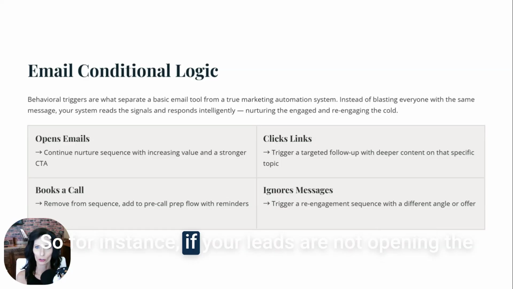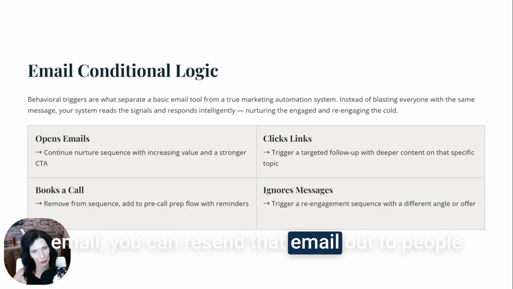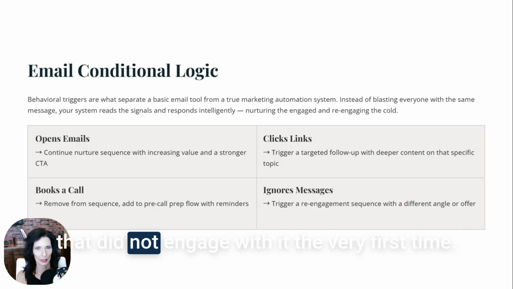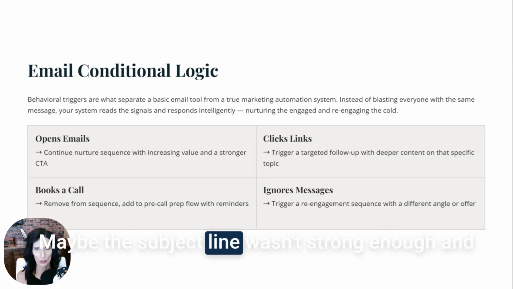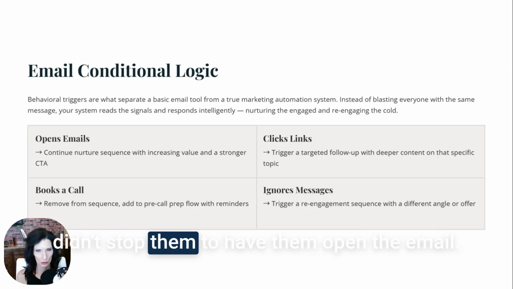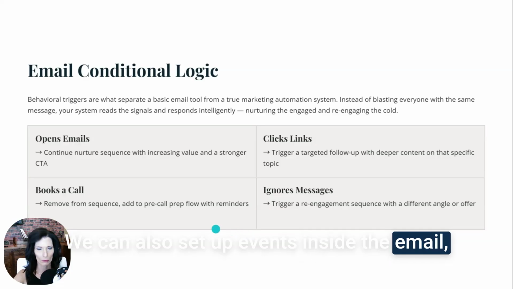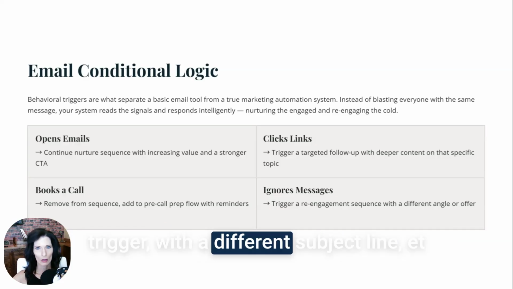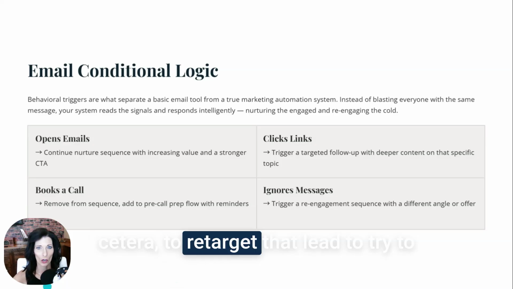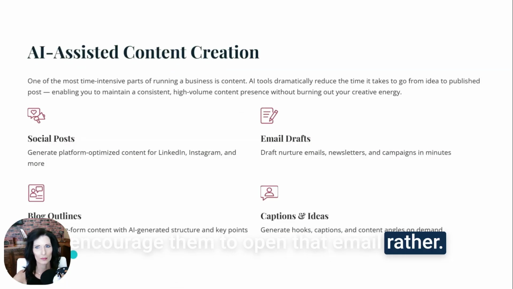So for instance, if your leads are not opening the email, you can resend that email out to people that did not engage with it the very first time. Maybe they just didn't see it. Maybe the subject line wasn't strong enough and didn't stop them to have them open the email. We can also set up events inside the email management system with a different trigger, with a different subject line, et cetera, to retarget that lead to try to encourage them to open that email rather.